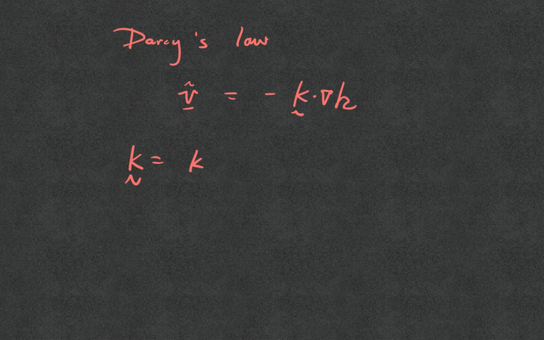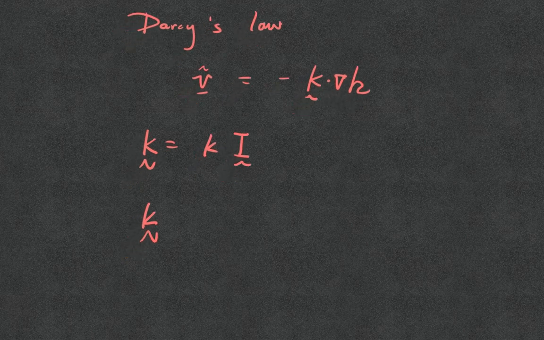Let me use the tensor. Okay, k times identity tensor. This is actually legit. But in a general form, k is a second order tensor or matrix. A second order tensor is like a vector, but now instead of having one direction, I have two directions. Okay, I will have to give a more formal definition later.